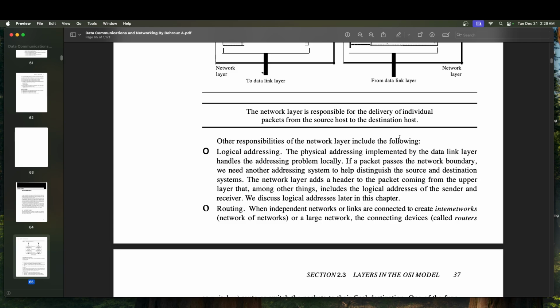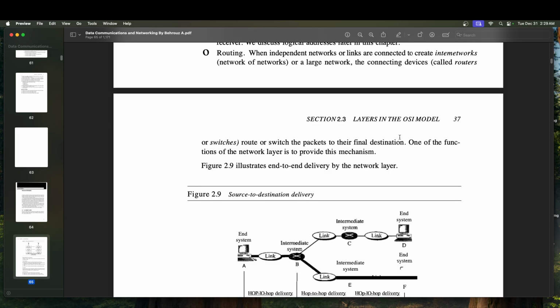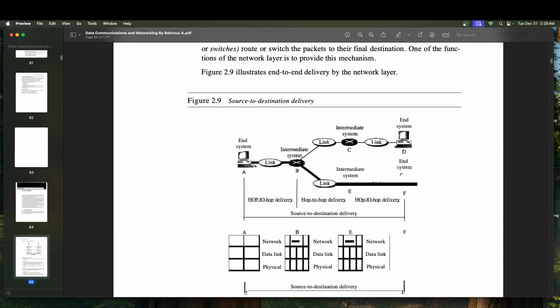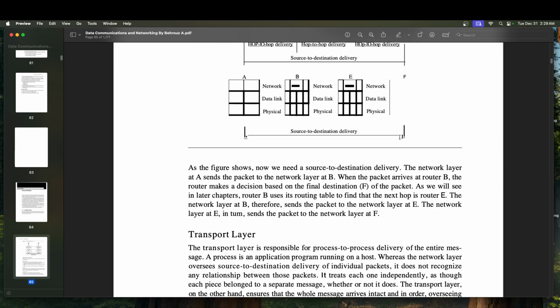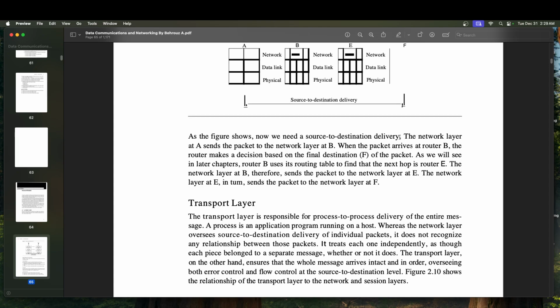For example, doing the logical addressing, routing, and checking to which computer the data is intended. Again, that will be done at the network layer. Now the transport layer. This layer is the one that is going to actually establish the communication, so it is called process to process delivery.